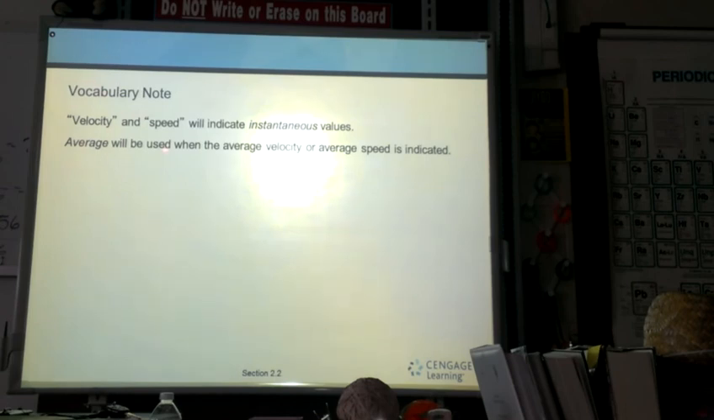Vocab note. Velocity and speed usually indicate instantaneous value. So if I just say velocity, or if I just say speed, that means it's at one particular moment in time. If we're talking about average velocity or average speed, then I will use the word average in front of it. So you should always assume that any velocity or speed I give you is an instantaneous one.